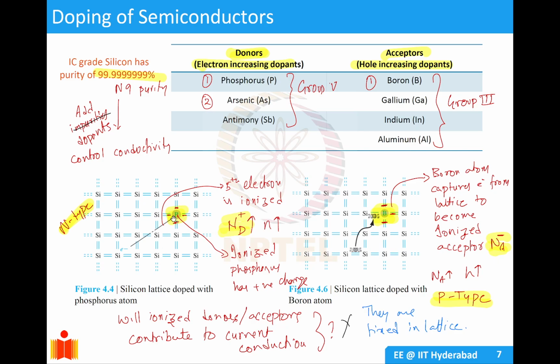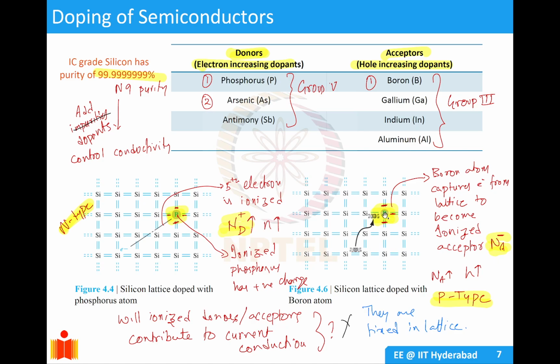When you dope with phosphorus, the phosphorus replaces a silicon. Phosphorus has 5 valence electrons. Four of those bond with the four neighboring silicon atoms, but the fifth electron is extra, which remains unbonded, and that increases your electron concentration in the lattice.